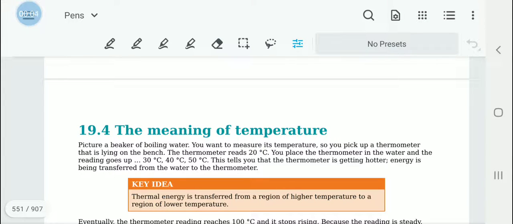Physics chapter 19, theory video 7, the meaning of temperature.